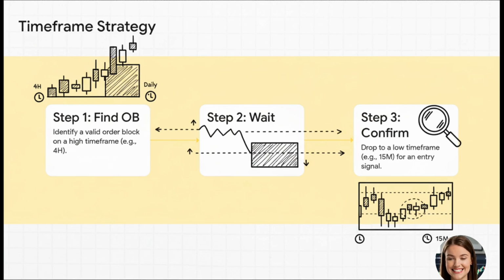First, you hunt for a valid order block, one that meets our 3 golden rules on a higher time frame, like the 4-hour or the daily. Second, you just wait. You patiently wait for the price to come back to your zone. Third, and this is the magic, as soon as price taps into that zone, you drop down to a lower time frame to look for a specific entry signal. This confirms the big boys are actually defending that level.